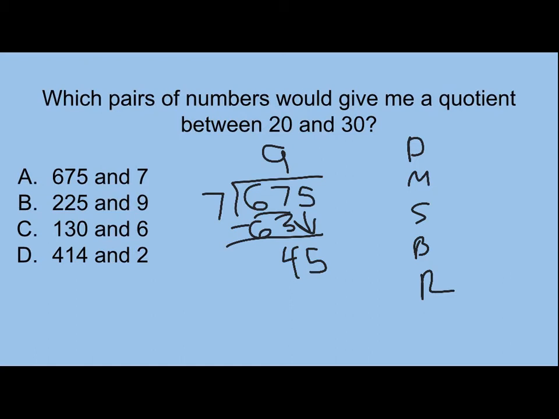Now I repeat the whole process. How many times does 7 go into 45? Well, I know that's 6. That's Mr. B's second favorite math fact. Or third. Subtract that, that'll give me a remainder of 3.